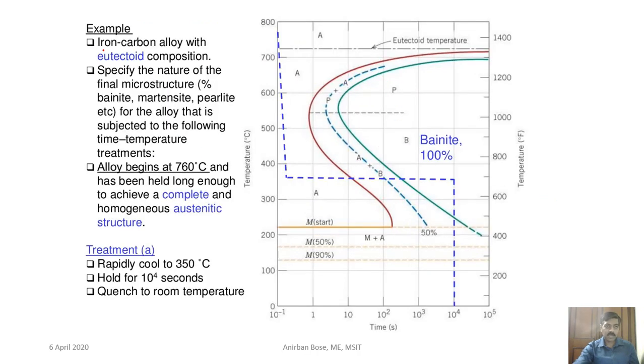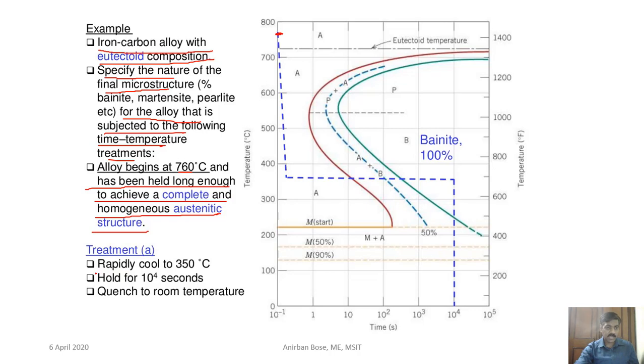Now, for example, suppose an iron carbon alloy of eutectoid composition is there. The question is, specify the nature of the final microstructure. Okay, that means the percentage of bainite, martensite, pearlite and all that for the alloy that is subjected to the following time temperature treatment. Suppose the alloy begins at 760 degrees centigrade and has been held long enough to achieve a complete and homogeneous austenitic structure. That means suppose it is at 760 degrees centigrade and held long, so that now it is completely austenite.